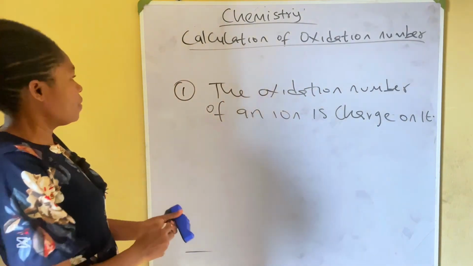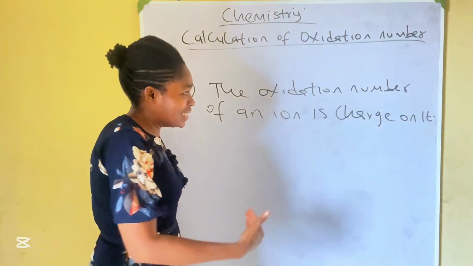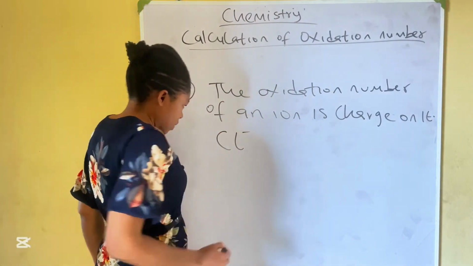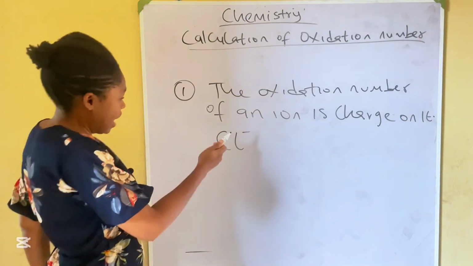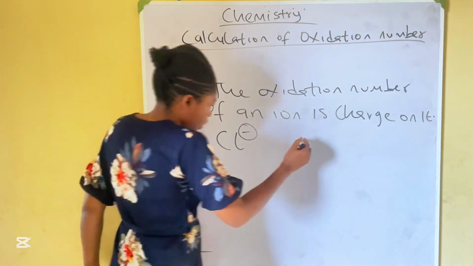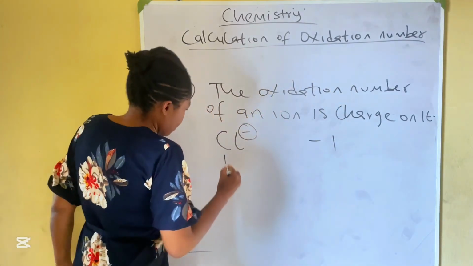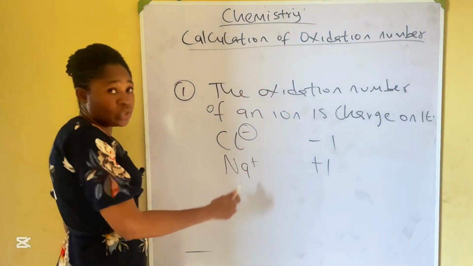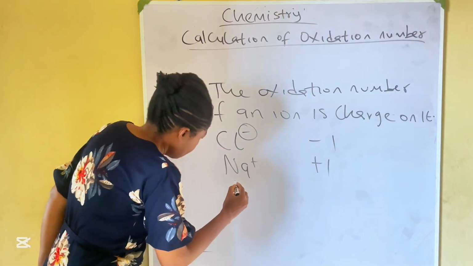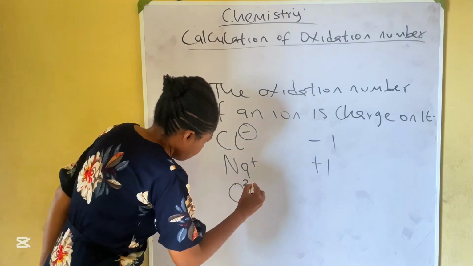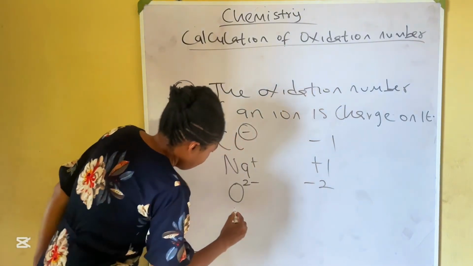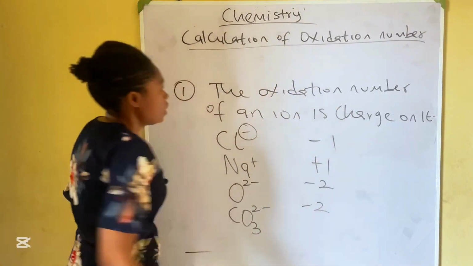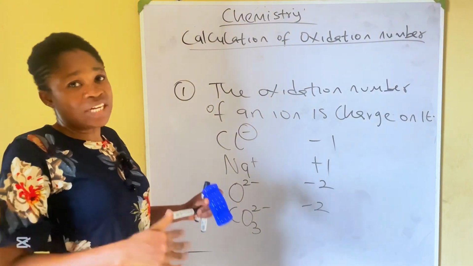Okay, let's look at rule number 1. The oxidation number of an ion is the charge on it. Look at this, that's the example I gave before. This is chloride ion. This charge is its oxidation number, -1. If I have this, it's just +1. So the charge. That's what rule number 1 says: the oxidation number of an ion is the charge on it.